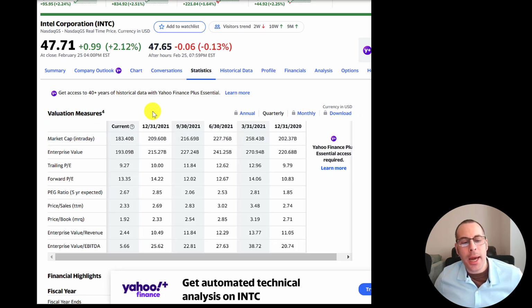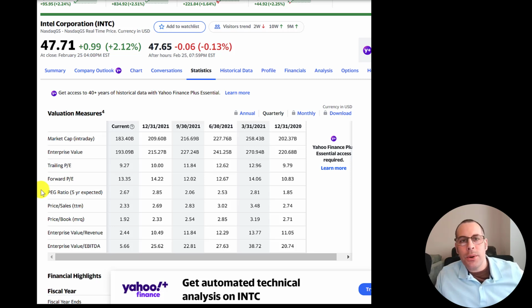You can see the market cap by quarter for the past 5 quarters. Enterprise value, that's market cap plus net debt. Net debt is debt minus cash. You can see the trailing PE. Since PE is market cap over net income, the trailing PE is the net income for the past 4 quarters. The forward PE is the current quarter net income times 4.